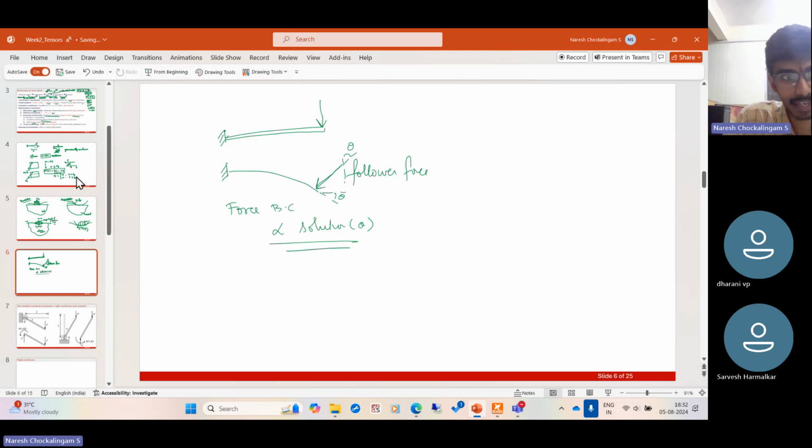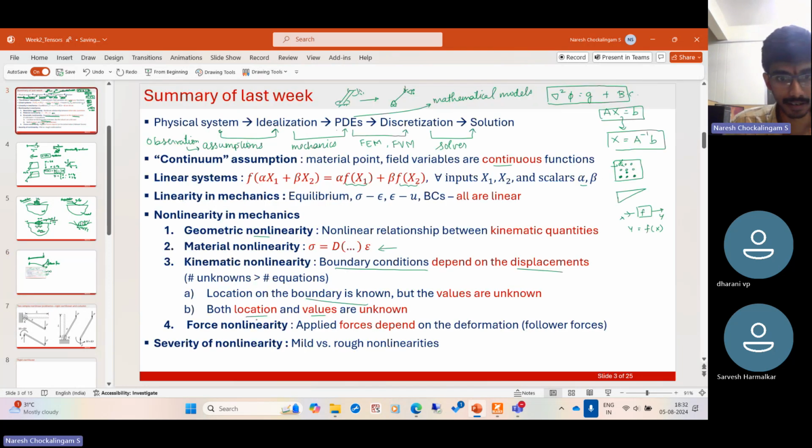So this is a kinematic nonlinearity, force nonlinearity. And we also have this, we didn't look at; we only looked at geometric last time. These I'm just explaining right now. And we can classify the nonlinearities based on their severity as mild and rough nonlinearities.